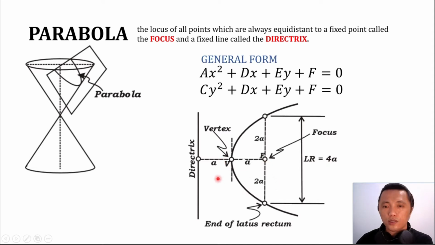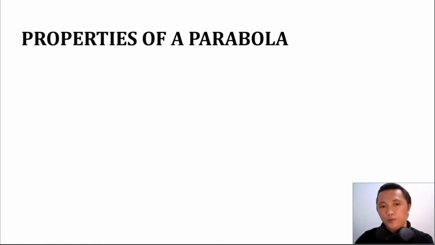Yeah, that's it. So the general form of a parabola is given by the equation ax squared plus dx plus ey plus f equals 0. So the other one is cy squared plus dx plus ey plus f equals 0. So since you have two kinds of parabola, it's either facing up or down and facing left or right. Now we have to talk about the properties of a parabola.